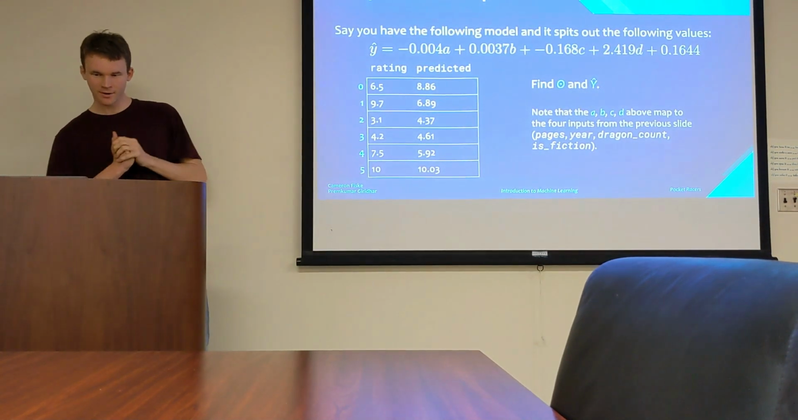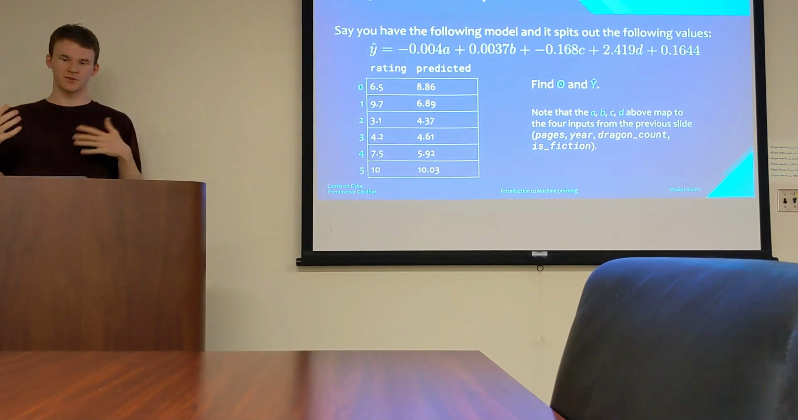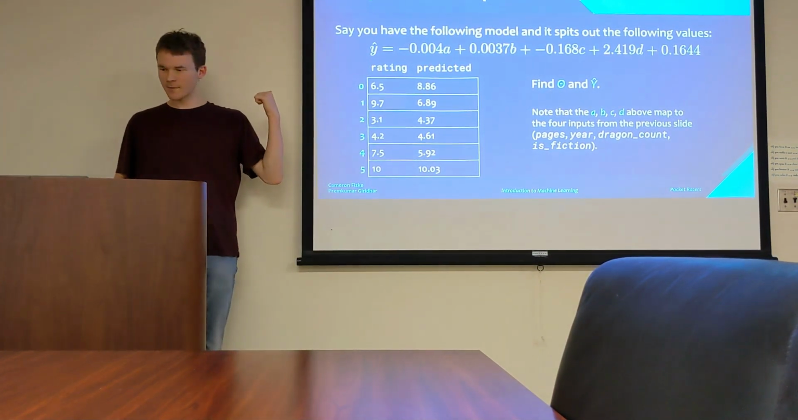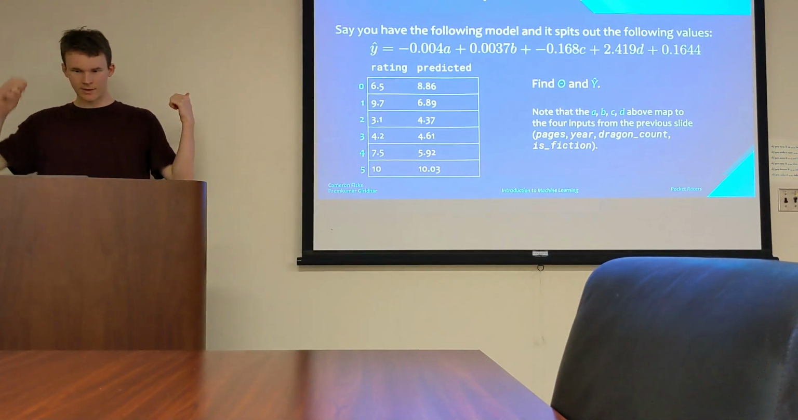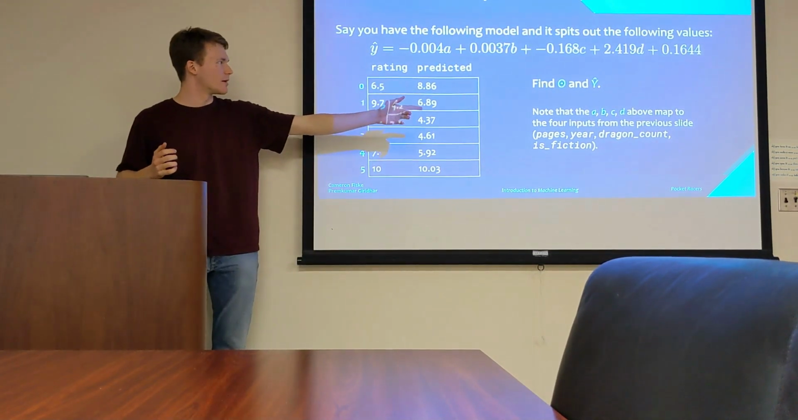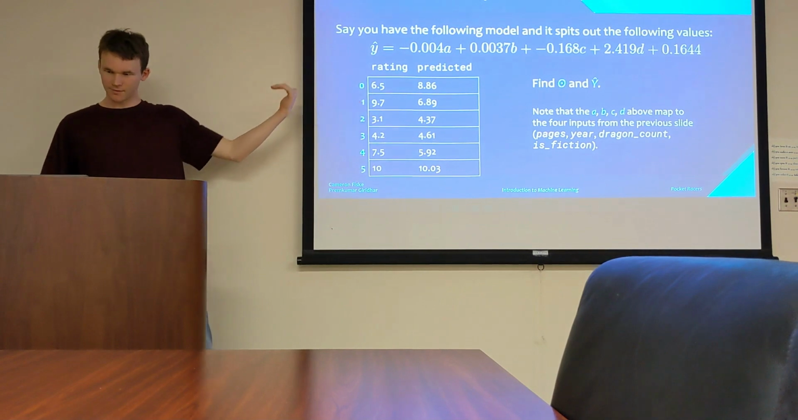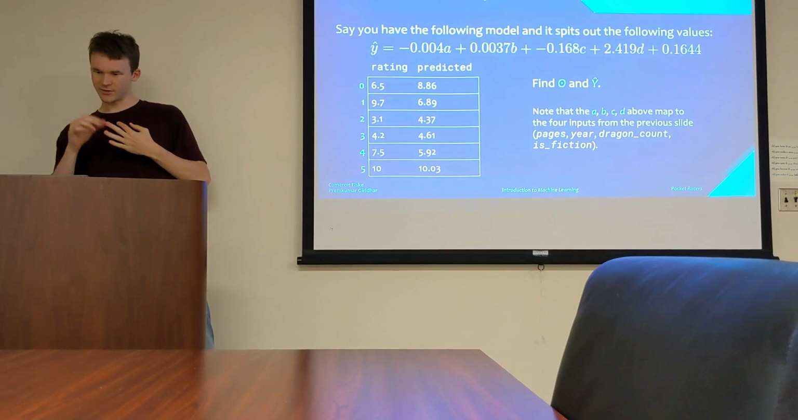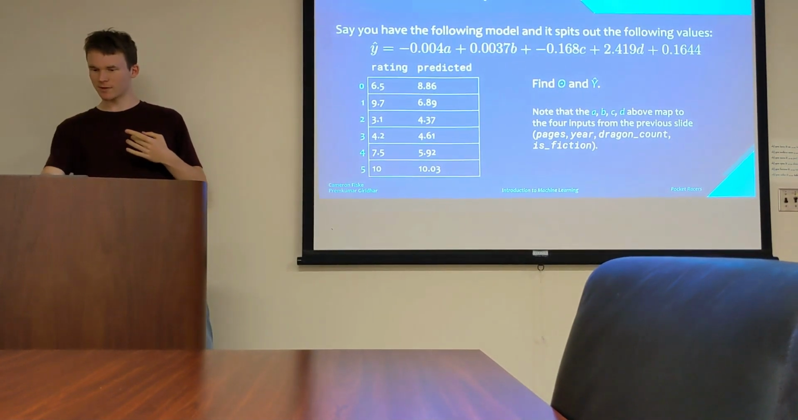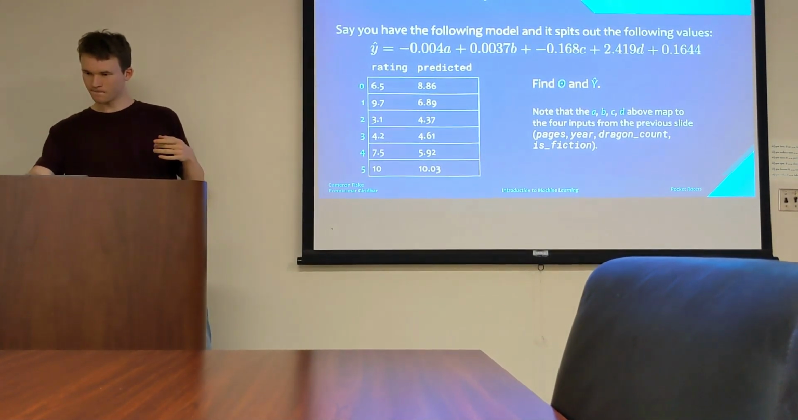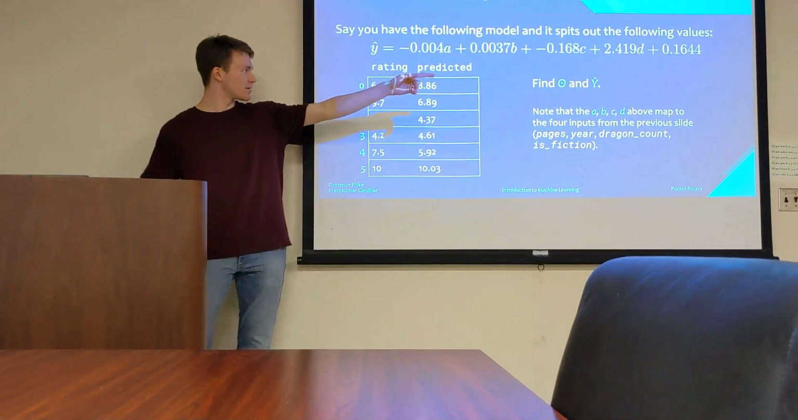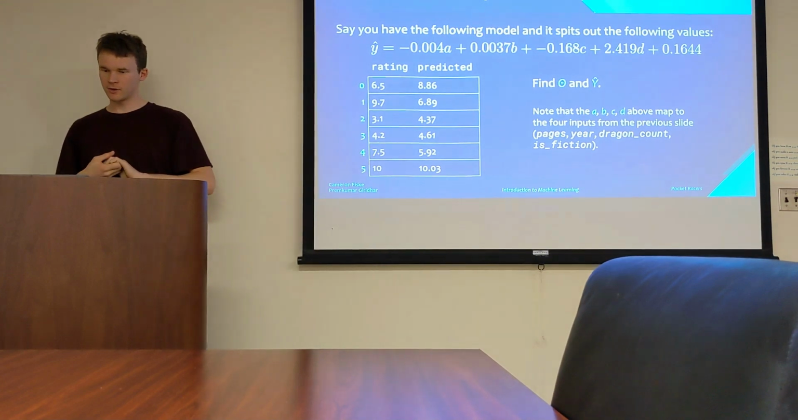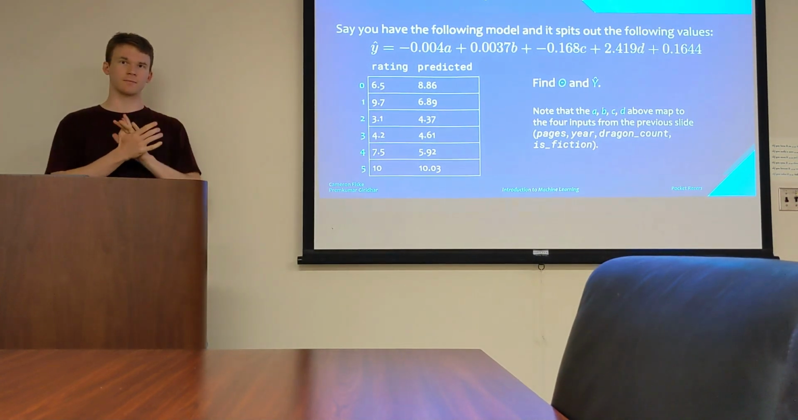Now we're going to build up this. We've trained our model already. This is the model that we made for this data, and this is what it looks like, where A, B, C, and D are the things from before: pages, year, dragon count, and fiction. We're going to multiply those values by these constants, and then we've got this one bias term at the end, and we are predicting these values. So who knows what theta is going to be?